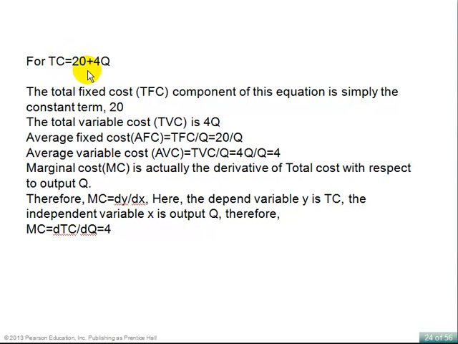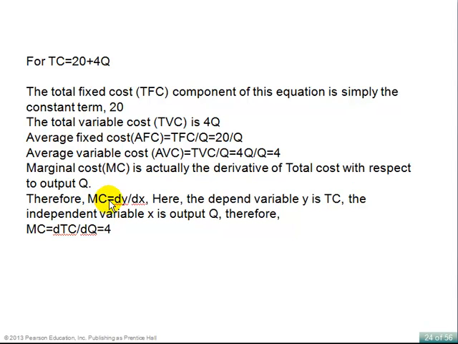Because it does not change as output Q changes. The total variable cost TVC is 4Q, this part. Average fixed cost is total fixed cost divided by Q, that is 20 divided by Q. Average variable cost equals total variable cost divided by Q, so it's 4Q divided by Q, we get a 4. Marginal cost, MC, is actually the derivative of total cost with respect to output Q.